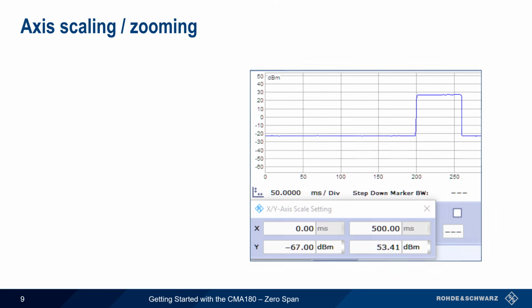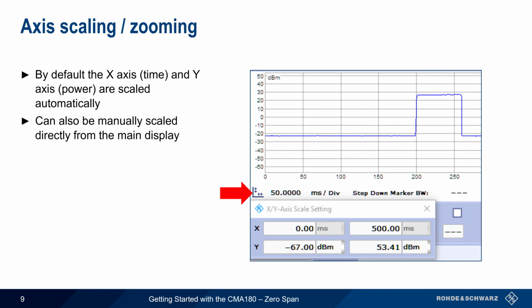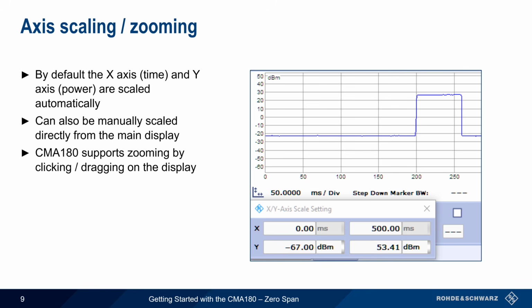The waveform is displayed after the trigger occurs, and by default the CMA scales the X or time axis and the Y or power axis automatically. These can, however, be manually scaled directly from the main display by clicking on the icon shown. Note too that the CMA also supports zooming in on an area of the display using the standard click and drag technique to draw a box around the area of interest.